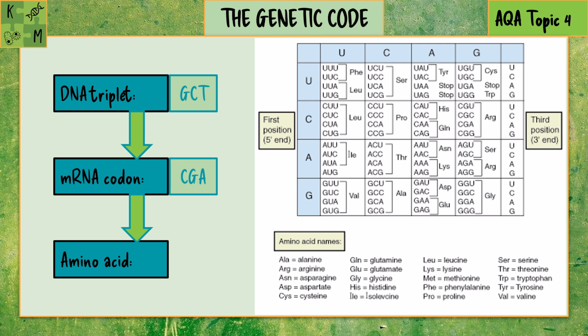From the table, we can see that C as the first base in the codon selects the second row, then G selects the fourth column of this row, and the final base A determines the third line within this box, so the amino acid coded for is arginine.